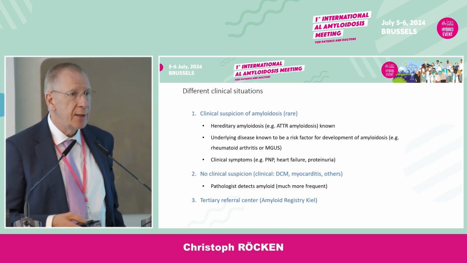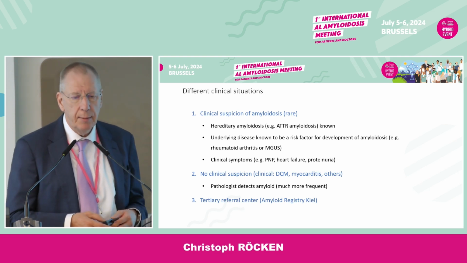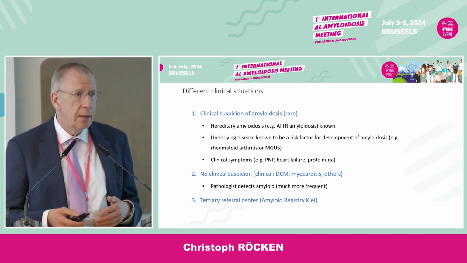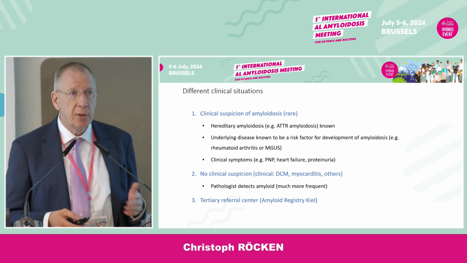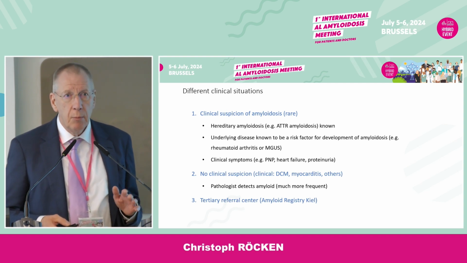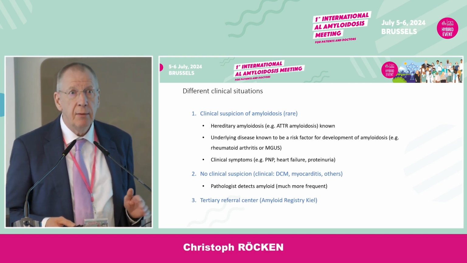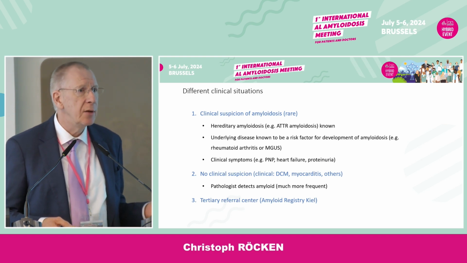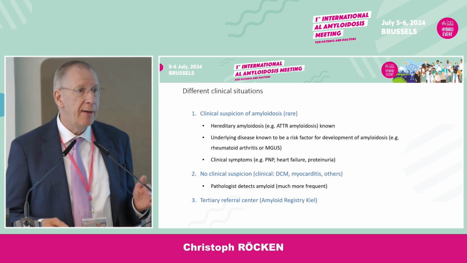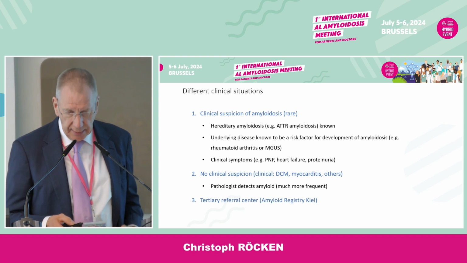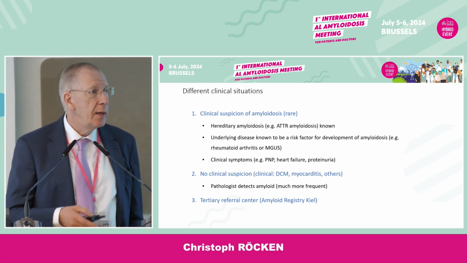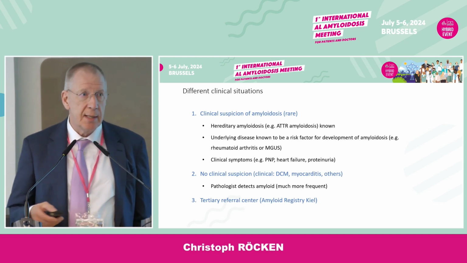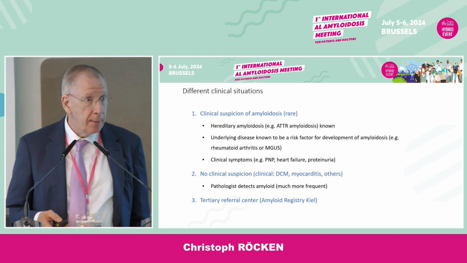Then there's the situation which I'm in: I'm at a tertiary referral center. I'm a specialist in amyloid diagnostics, and I receive on average more than 1,000 samples a year where amyloid has been confirmed, and I do the classification. So I see many patients every day, but that's very unique. It's not the reality for the average surgical pathologist, who sees amyloid once or twice a year.